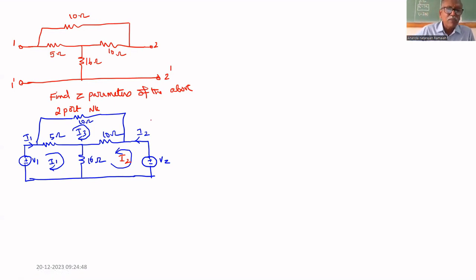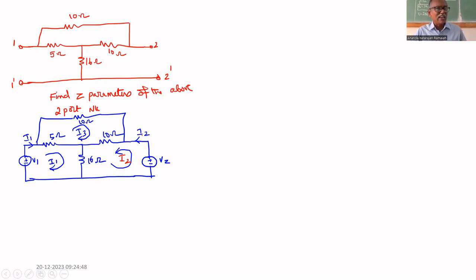Here, why did I put this anti-clockwise? Because then only it will match this I2. The direction of port current is inward, always inward in both ports. That is the assumption we made. If you put anti-clockwise, then only I2 will be inward. That is very important. Now we have to write the equation.